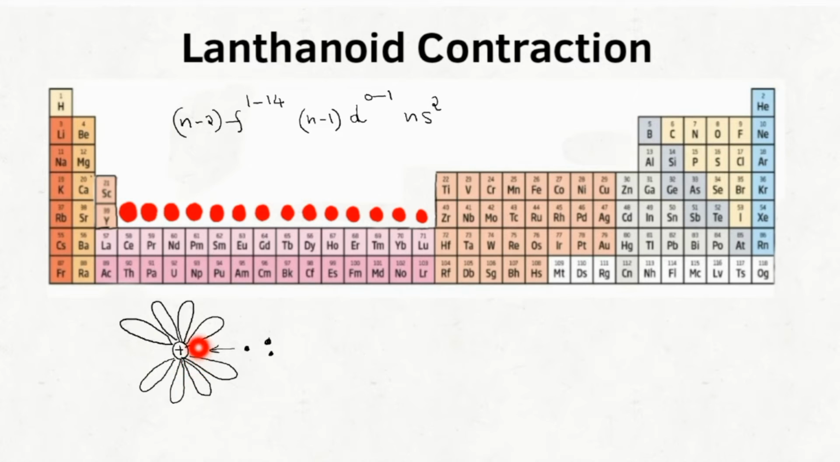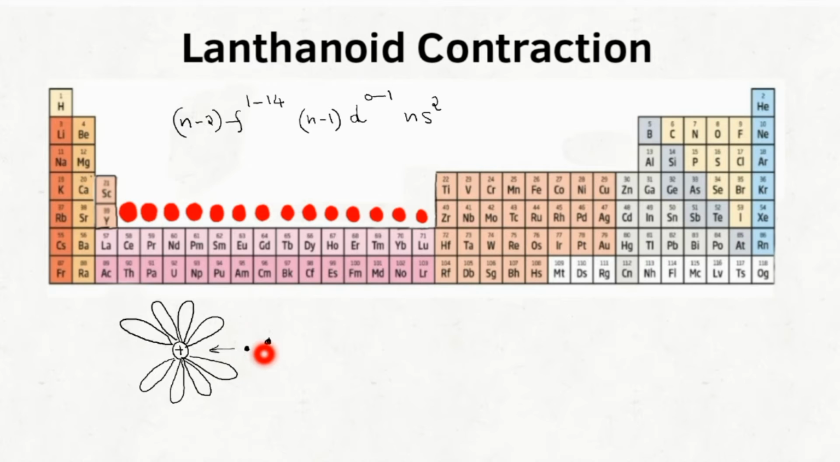Due to that, the nucleus will be less shielded by the f electrons. At the same time, what is happening if we move from left to right? The nuclear charge increases. See, the number of protons increases as the atomic number increases from left to right. The nucleus becomes more and more strong.